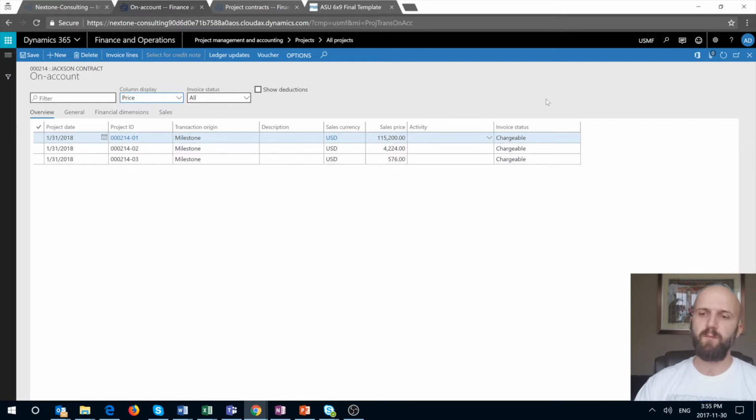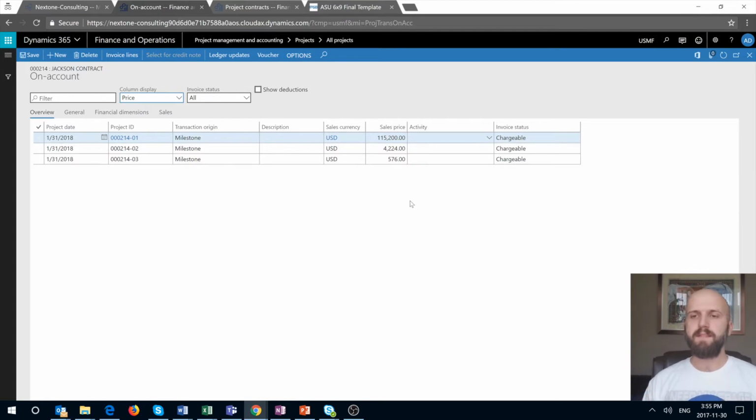So we can see all 3 on-account transactions pulled from each sub-project, and if we summarize those amounts, we can see that the total of my contract is $120,000. So this is my fixed price to my customer, which is $120,000.